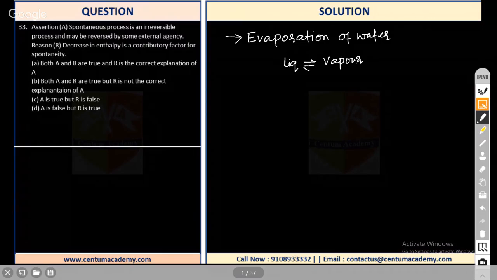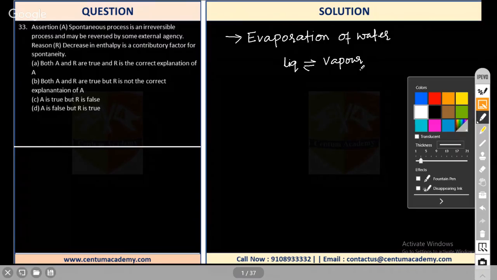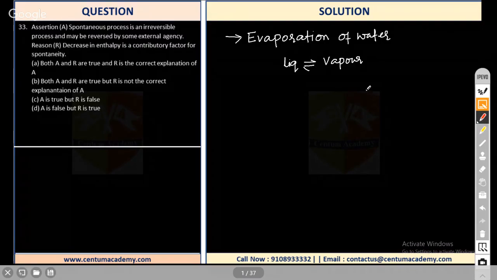Right? Can we reverse this process? Yes, we can reverse it. How? We can easily reverse this process by applying pressure. So obviously, a spontaneous process can be reversed by some external agency. So obviously, assertion A is right.